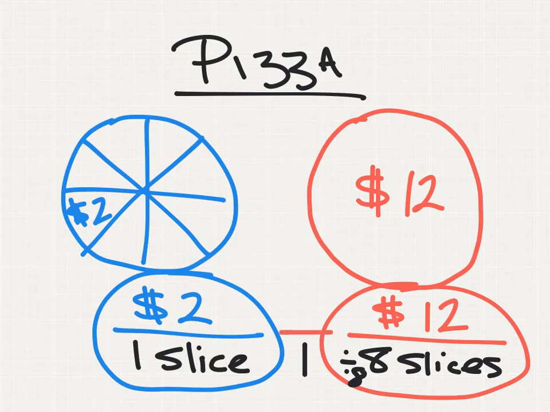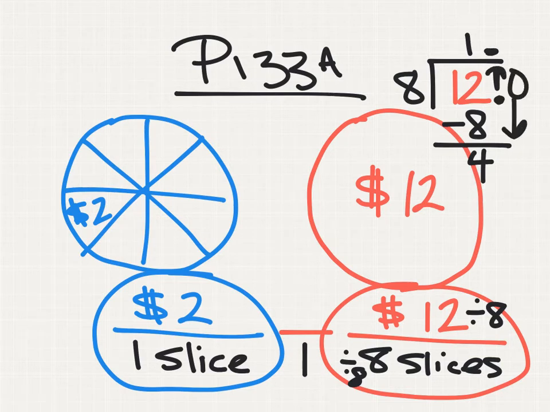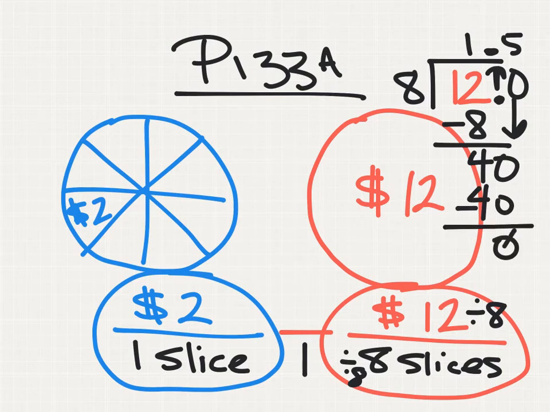If I'm going to do that, in order to have an equivalent rate, I need to divide my $12 by 8. I need to divide 12 by 8. I know that I can fit one group of 8 inside of 12. 1 times 8 is 8. 12 minus 8 is 4. I need to add a decimal because I don't want a remainder, and a 0 that I bring down. I can make 5 groups of 8 out of 40. In fact, 8 times 5 is 40. 40 minus 40 is 0. So 12 divided by 8 is 1.5.